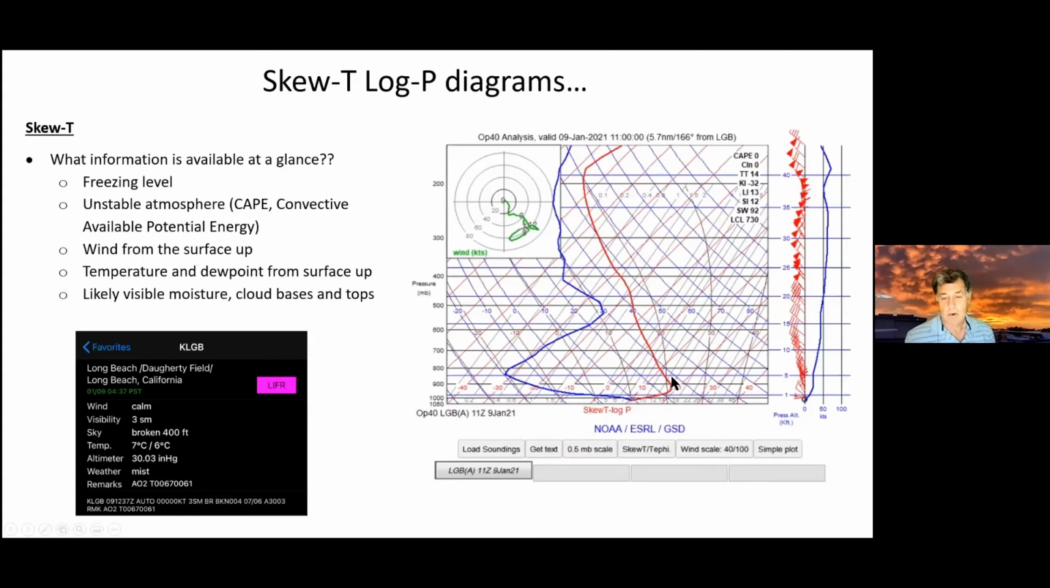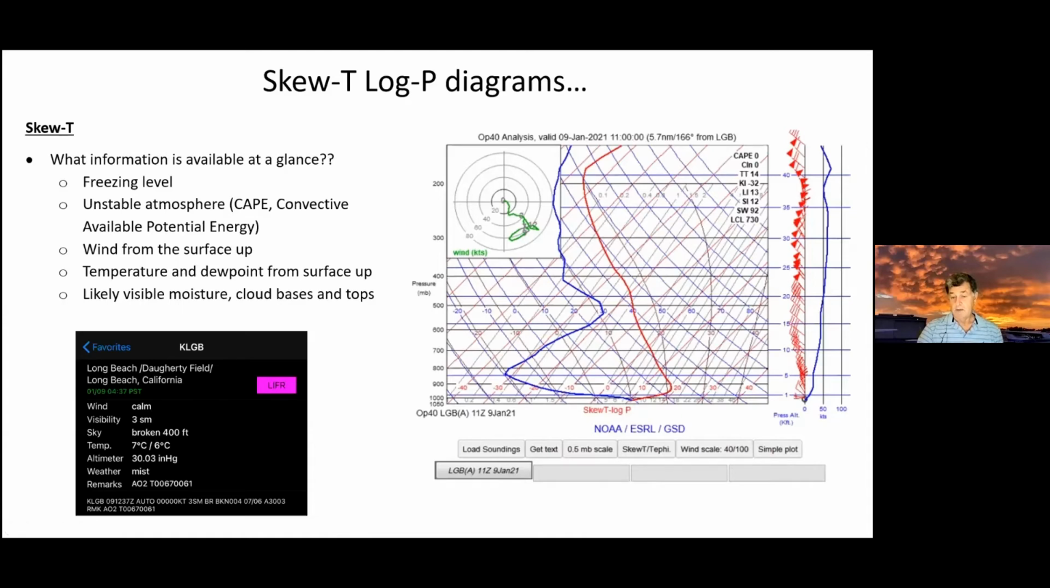So what else can I pull off this chart? Just this first chart. How about freezing level? So here's the 0 degree temperature line. If I move up this temperature line here, boom, I hit, this is my environmental line, it hits the freezing point. If I move clear over here, it looks like about 12,000 feet. So I know that my freezing level is 12,000 feet.